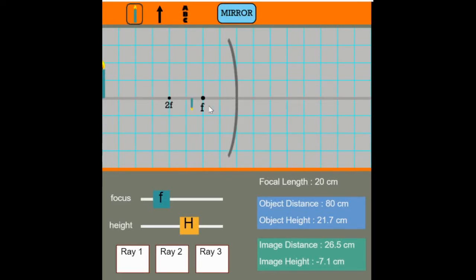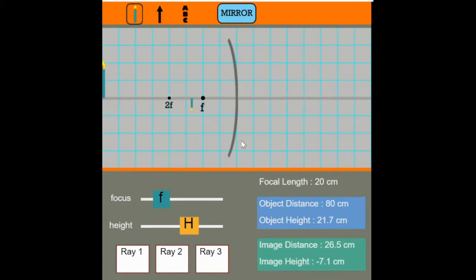Clear everyone? Now here is the object. I can take a candle, or an arrow mark, or an ABC. This is the mirror. And how much am I taking the focus as? I am taking the focus as 20 centimeters. That means the focal length of this concave mirror is 20 centimeters.